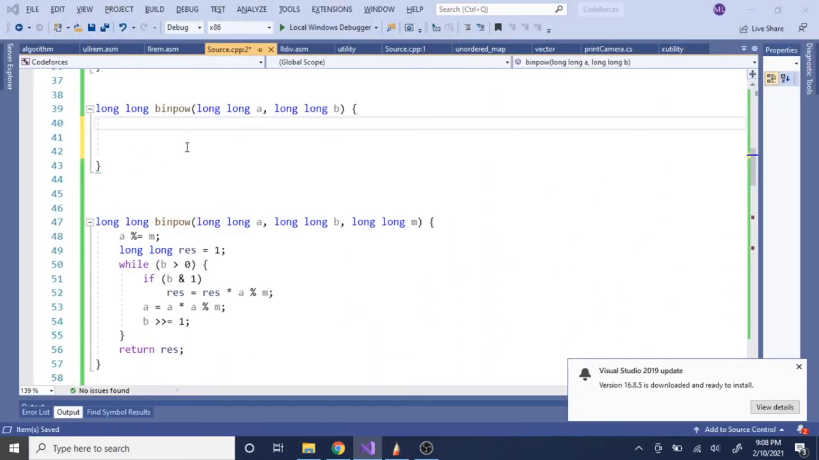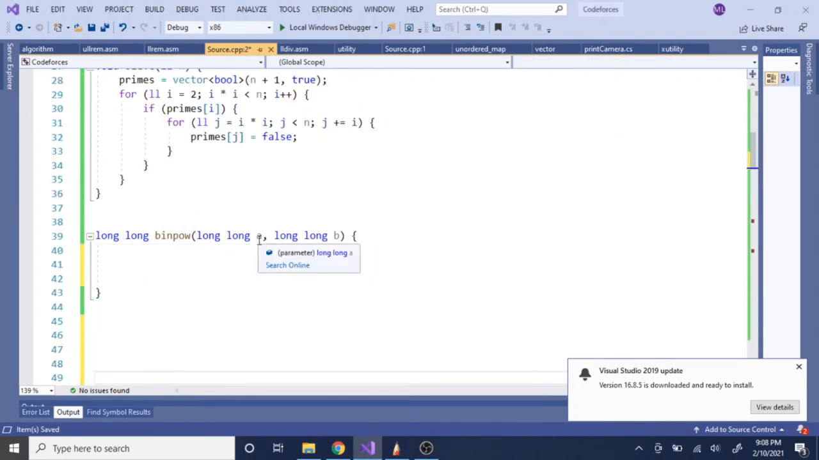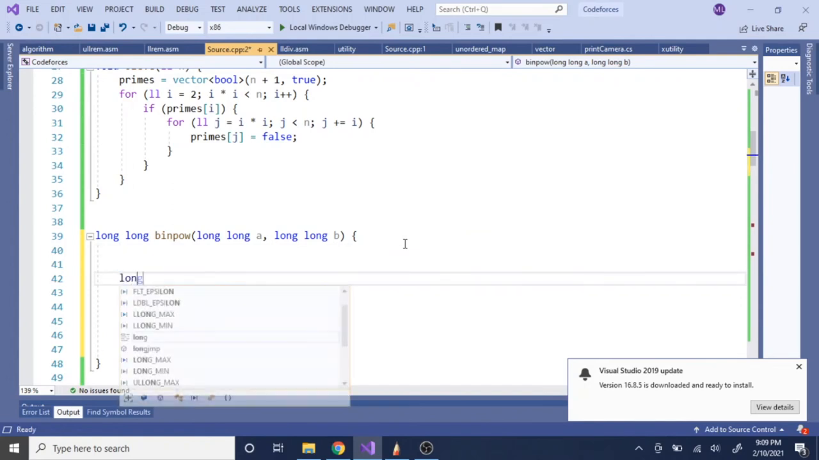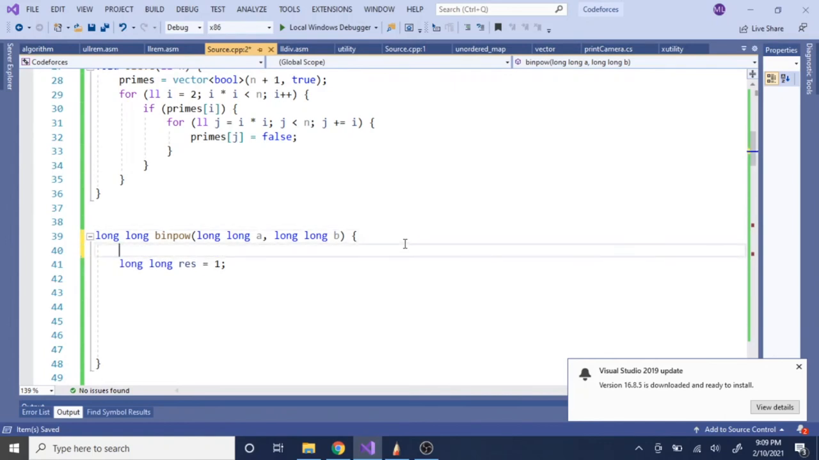Okay, guys, so how would you do this in code? Let's say I want to get a to the b power, right? Take a and raise it to b. So how would you do this in code? First of all, I need a result, which is going to be 1, because this is the answer that I'm going to return, the result of a raised to the b power.